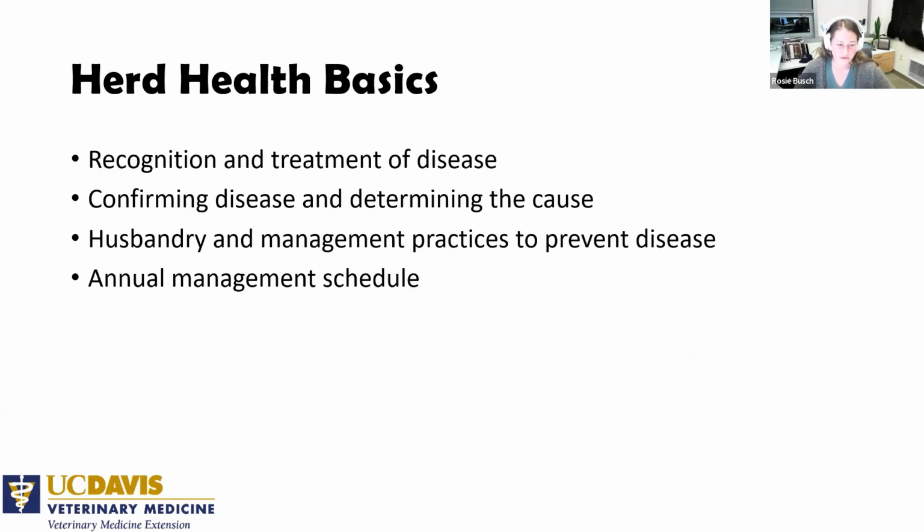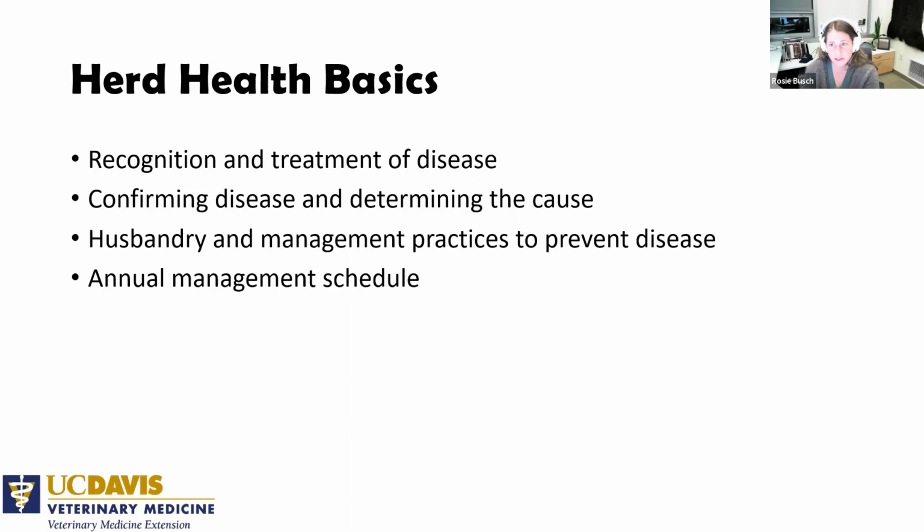Okay, so again, recognition and treatment of disease is going to be that cornerstone that really helps us know what is kind of the greater risks for your herd or flock. And then confirming disease and then determining the cause. So we may recognize a disease and let's say we know it's pneumonia because of how that animal's behaving, because of the signs that we're seeing outwardly. If the animal dies, this confirming disease and determining the cause basically means getting a necropsy performed.